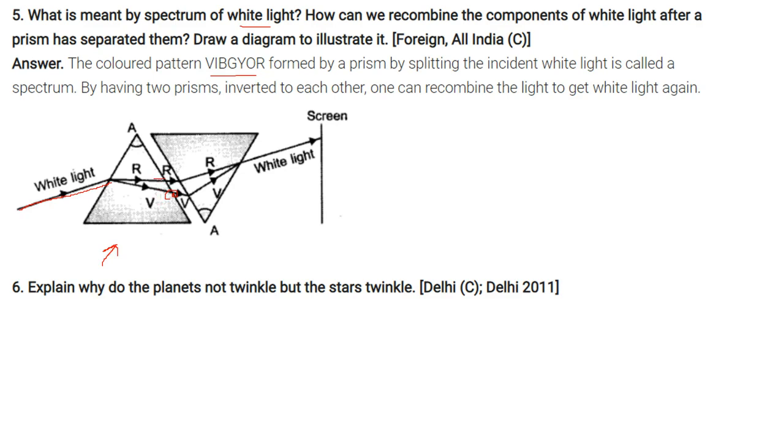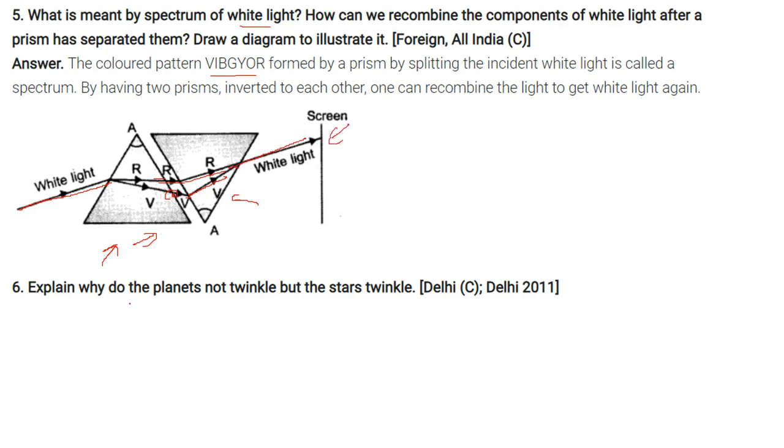So this is called the spectrum. And if you have two prisms in this arrangement, inverted to each other, one can recombine the light to get the white light again. So when this R and V passes through the second prism, you can get a white light, which you can see on this screen.